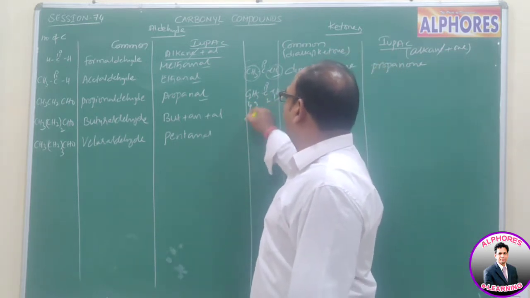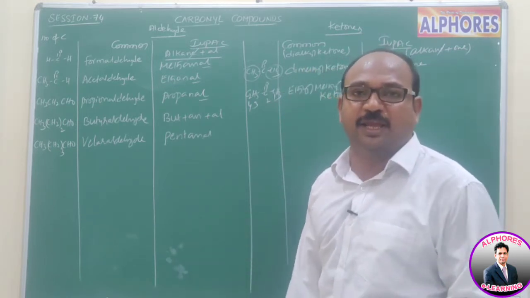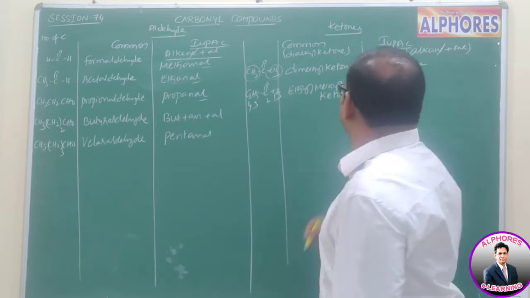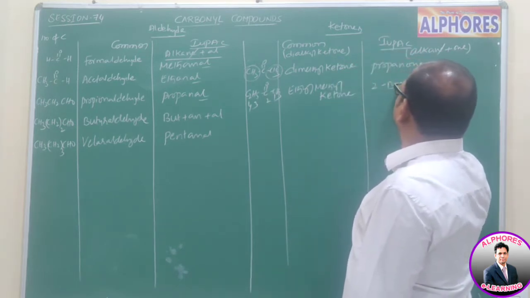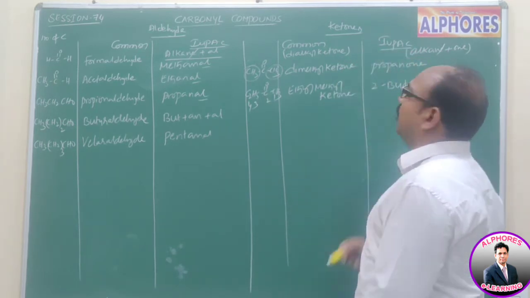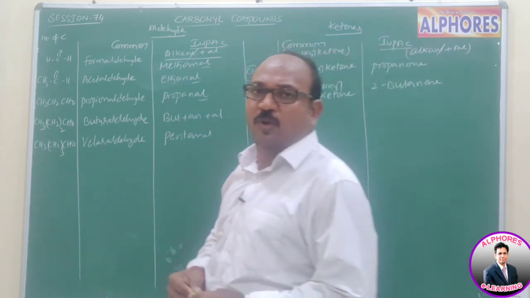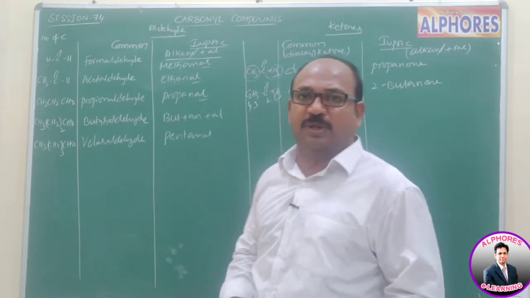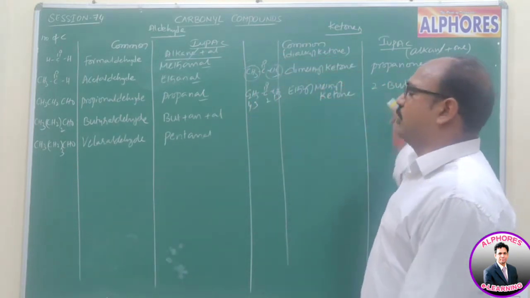And what will be the IUPAC name? 1, 2, 3, 4. So a 4 carbon ketone, in which the second carbon has the one. That means it is called 2-butanone. But plus ane plus one, butanone. But in butanone, that one is at the second carbon. That's why we say 2-butanone.